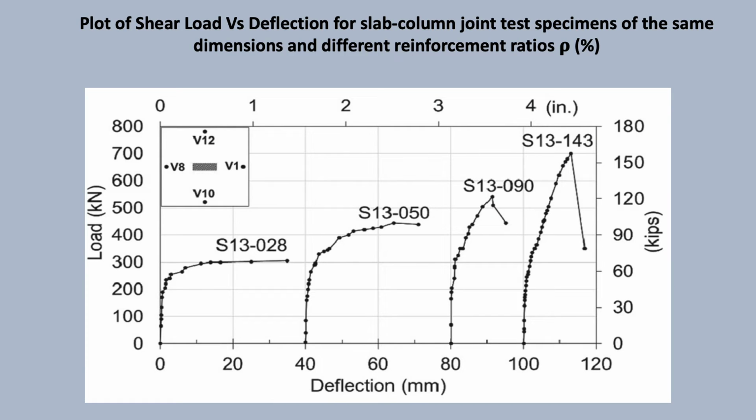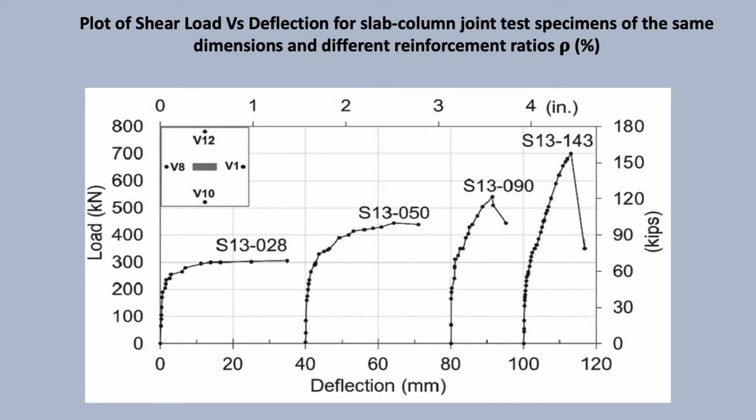On this slide is a plot of shear force versus deflection for slab-column joint test specimens with the same dimensions and different reinforcement ratios, where the number next to the S13 is the reinforcement ratio. For example, for specimen S13-028, the reinforcement ratio is 0.28%. We can see from the plot that the specimens with the lower reinforcement ratio were more ductile, and that the failure mode became more brittle as the reinforcement ratio increased.